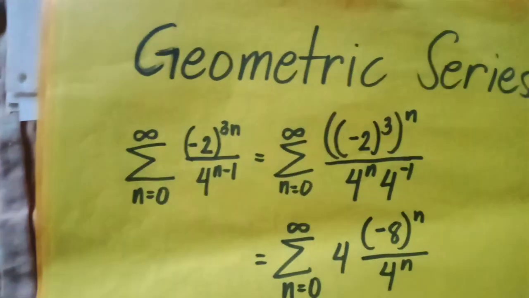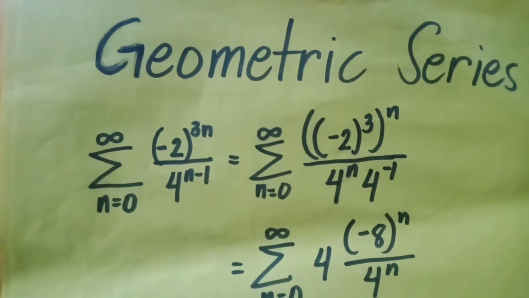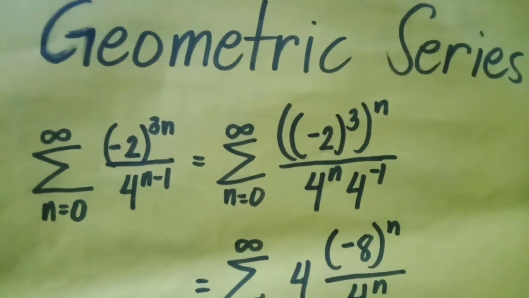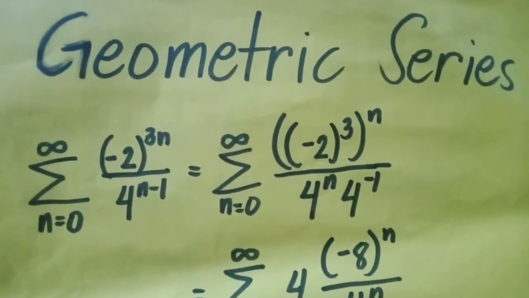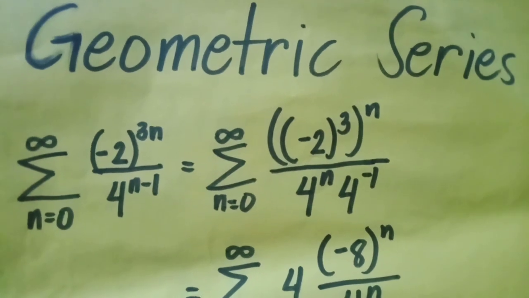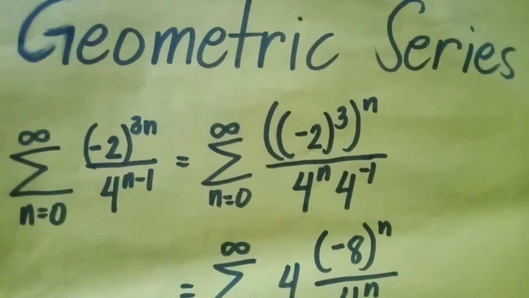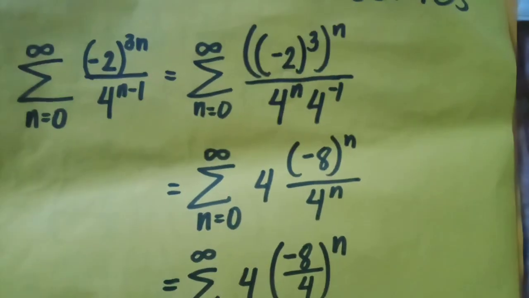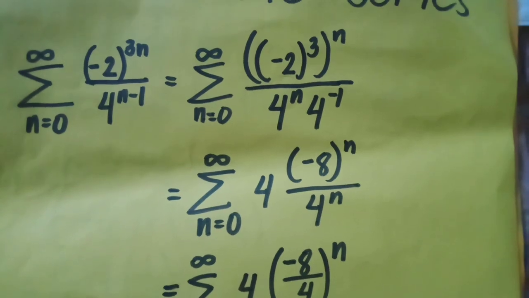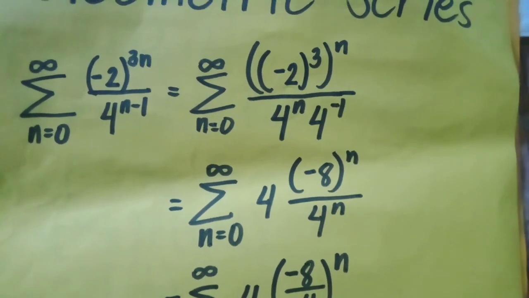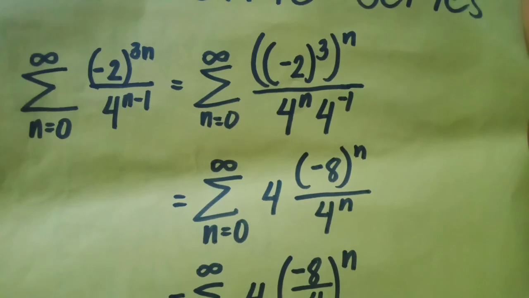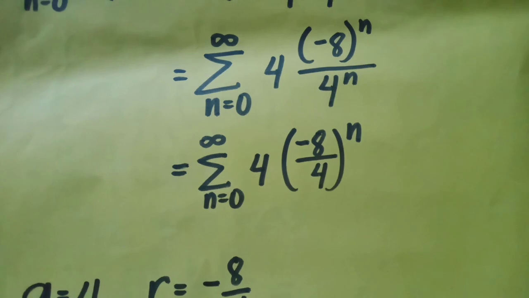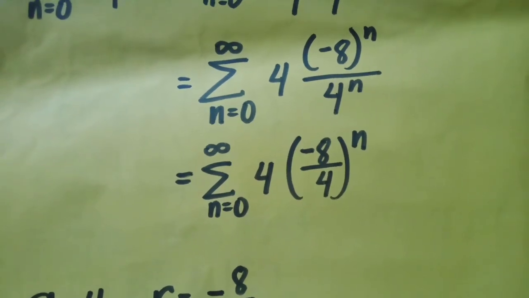Summation of negative 2 raised to 3n over 4 raised to n minus 1, from n equals 0 to infinity, is equal to summation of negative 2 raised to 3n over 4 raised to n times 4 raised to negative 1, n equals 0 to infinity. So we are going to put the 4 in front. So summation of 4 times negative 2 raised to 3, which is negative 8, raised to n. So what remains is over 4 raised to n. Next, we have summation of 4 times negative 8 over 4 raised to n, n equals 0 to infinity.